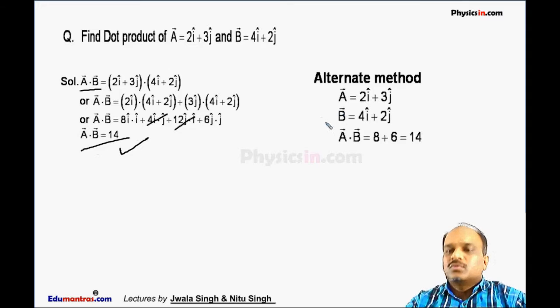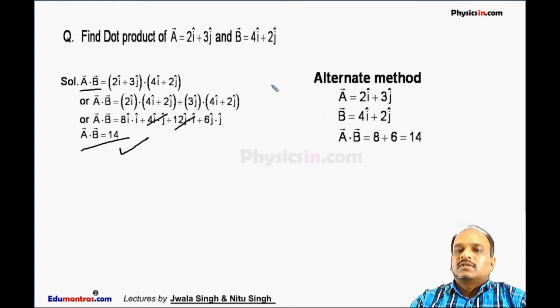Whereas we can also do the dot product like this. I have to take the dot product A dot B. So I will put here A, 2I cap plus 3J cap, and B here, and the coefficients of A and B are multiplied together. So it is 4 into 2, that is equal to 8. This is 3 into 2, that is 6, and both are added, so we will get 14.